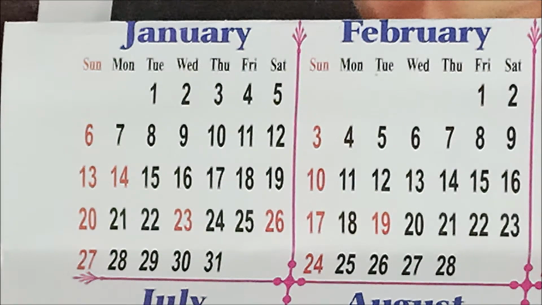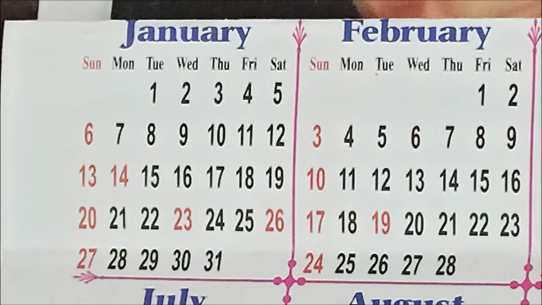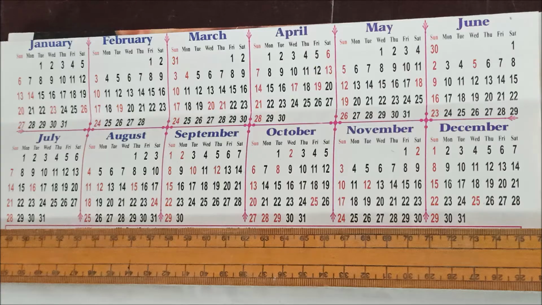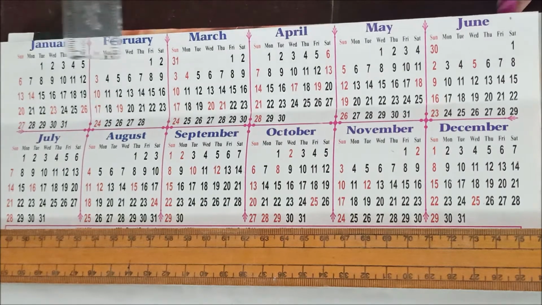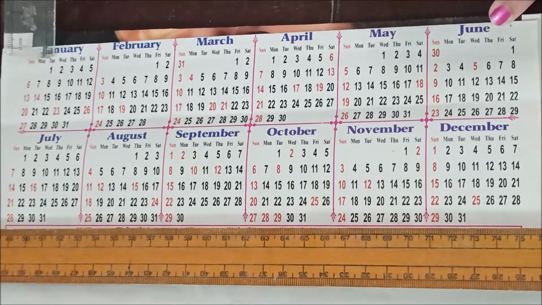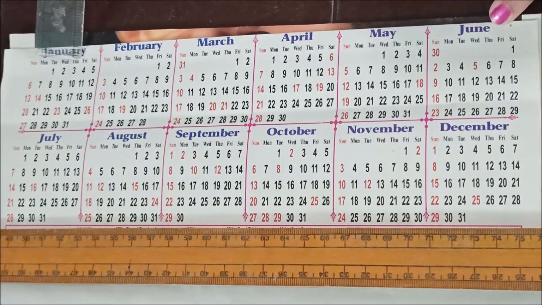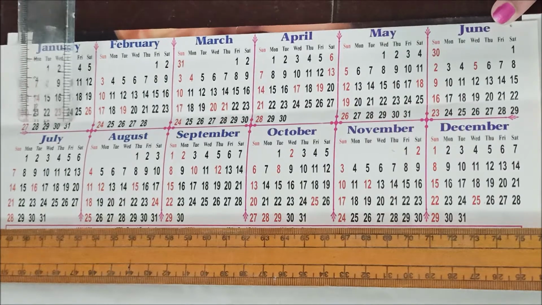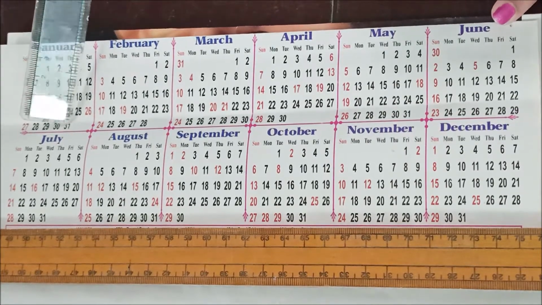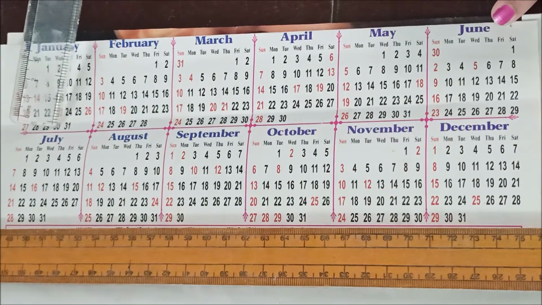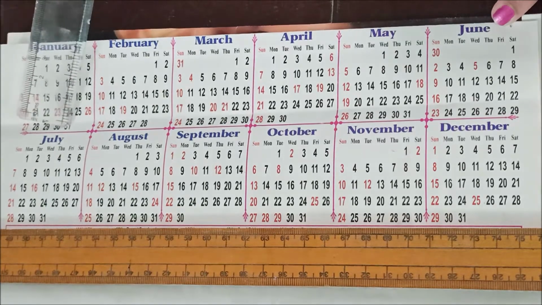Now we can see how many months are there in a year, along with the number of days in each month. The first month is January. January has 31 days. How many days? 31 days totally.